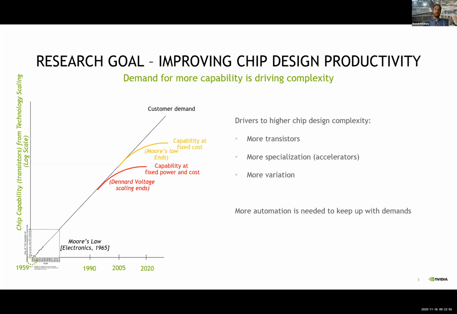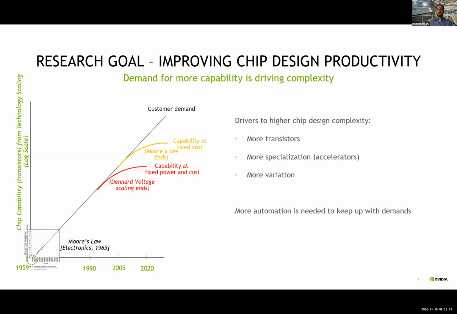And within the last decade or so, the ability to provide that capability at fixed costs has started to end, as well as the traditional Moore's law transistor density scaling at fixed costs has ended. However, customer demand for more compute is continuing to go up. And that trend is one of several drivers that has really led to higher chip design complexity.